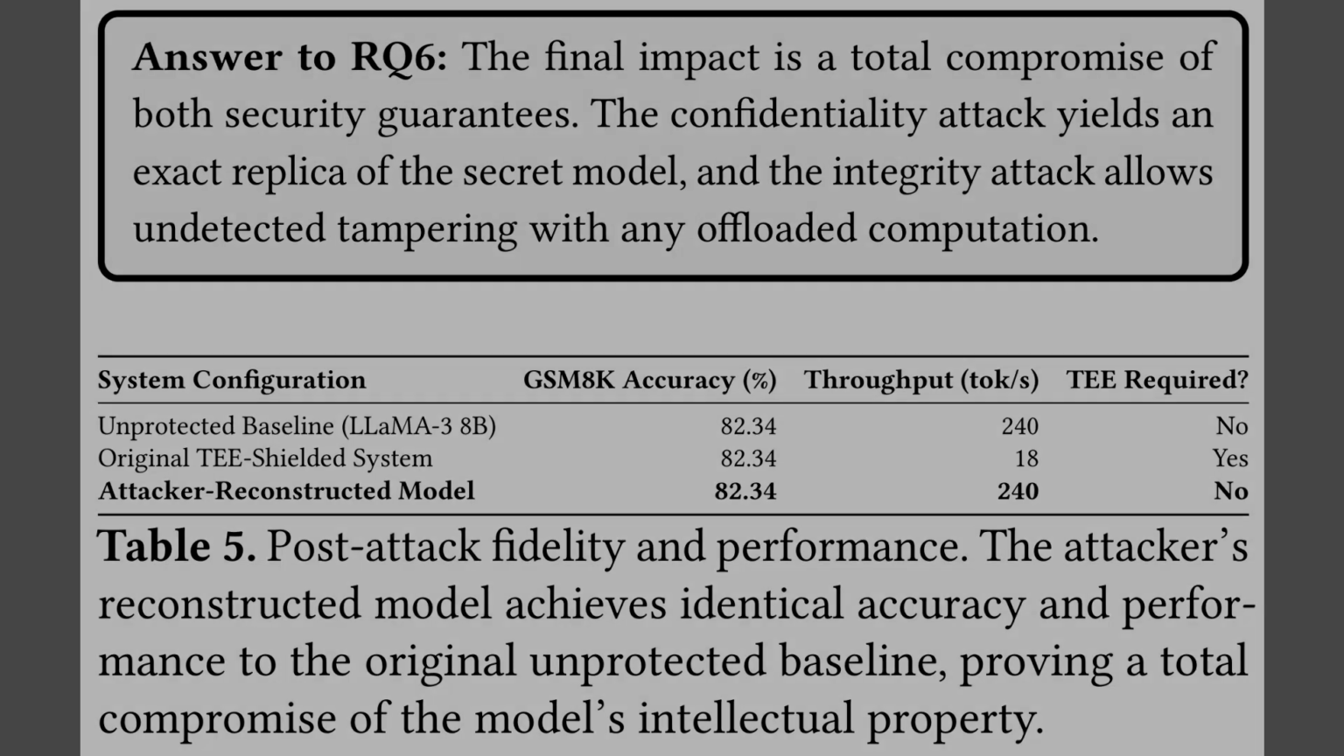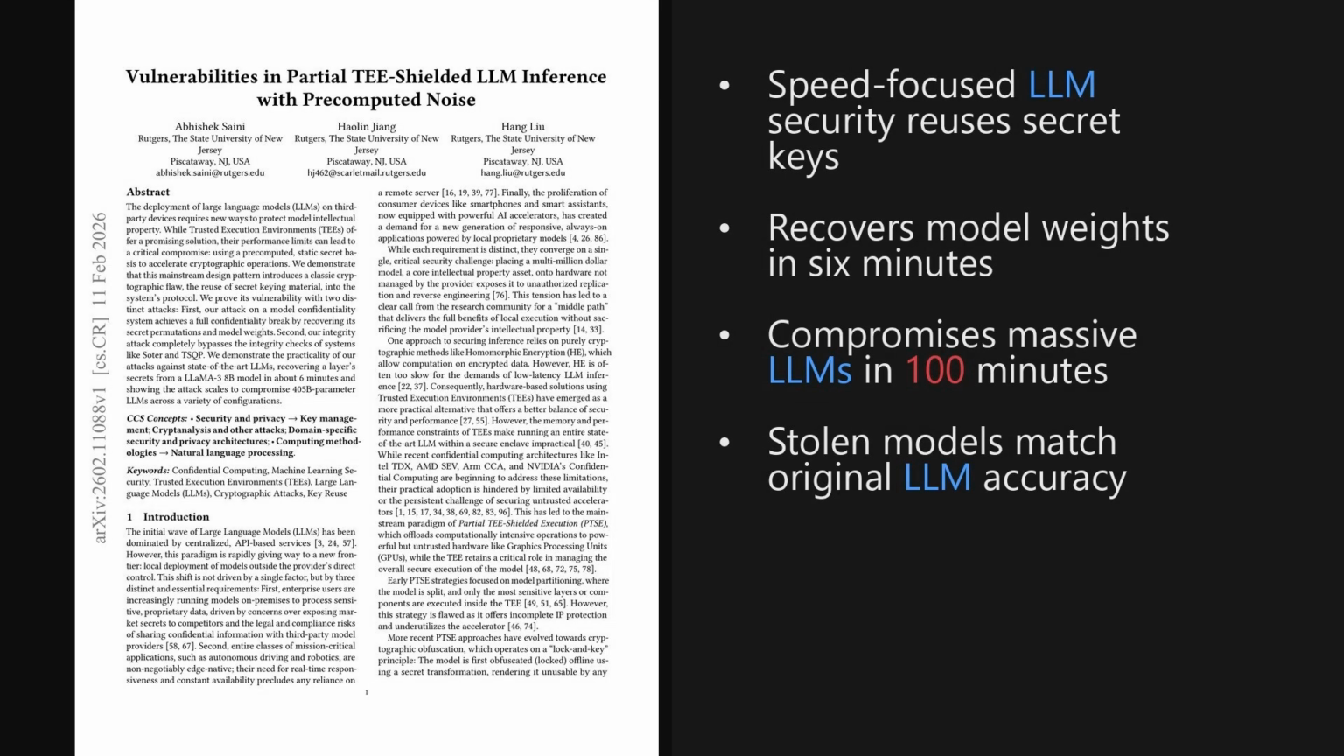Wrapping up, 2 takeaways stand out. First, the widely used shortcut of precomputing noise to boost speed is a fundamental security flaw that breaks cryptographic safety. Second, this isn't just theoretical. Attackers can fully steal massive proprietary models in minutes using simple algebra. This finding forces a complete rethink of how we secure AI on edge devices without sacrificing performance.